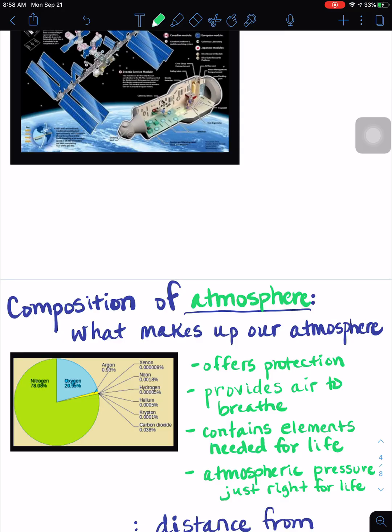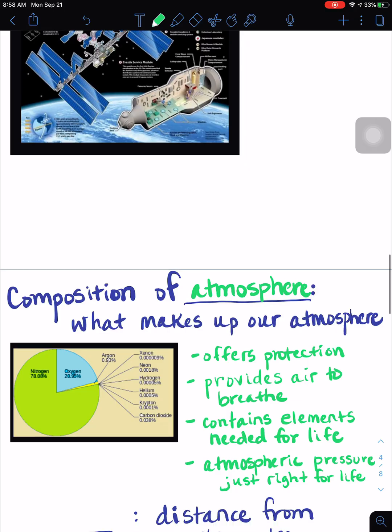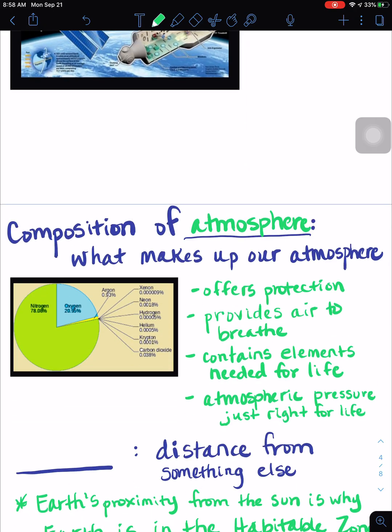But what makes up our atmosphere that makes it so that we can have life here? Well, this diagram shows you that you have nitrogen. 78% of our atmosphere is nitrogen, and only about 21% is oxygen. The other part of our atmosphere is all these other gases. You have argon and xenon and neon and hydrogen, helium, krypton, carbon dioxide, water vapor is also in there as well.